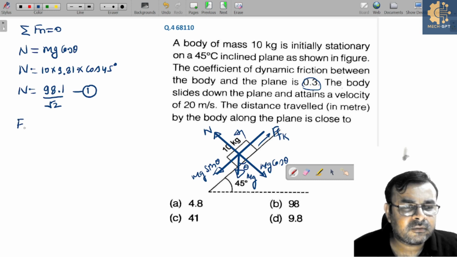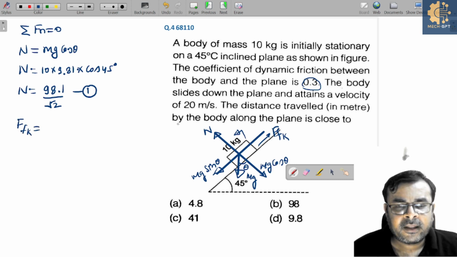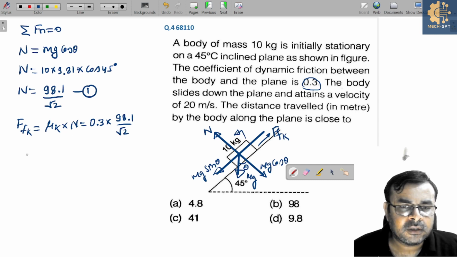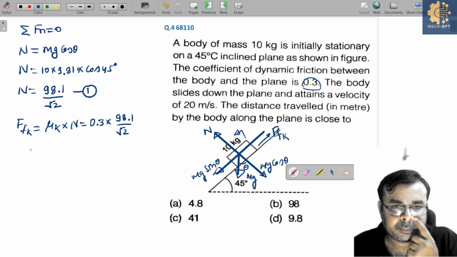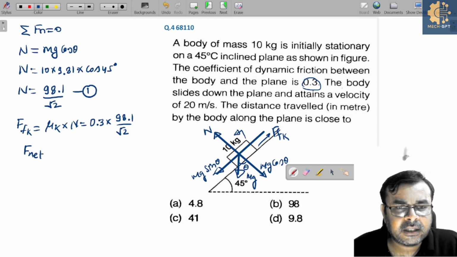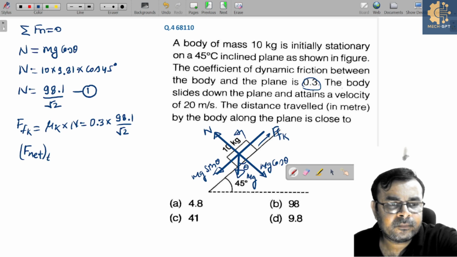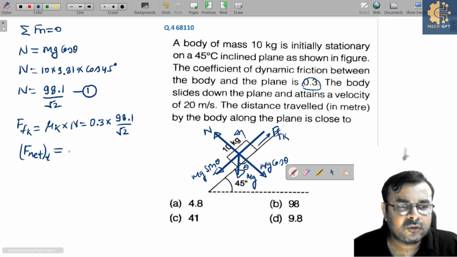So now you need to calculate kinetic friction force. Correct? So kinetic friction force is nothing but kinetic coefficient of friction into normal reaction, and this is 0.3 into 98.1 over root 2. So this is kinetic friction force. Yes or no? So you need to calculate net force F along tangential direction, because this body is in motion. Yes or no? So tangential direction must be equal to mass into acceleration.